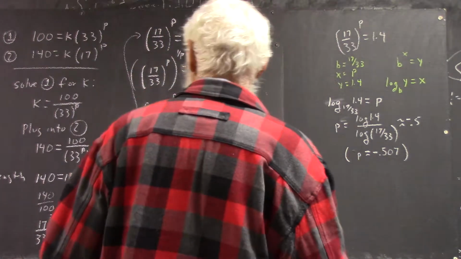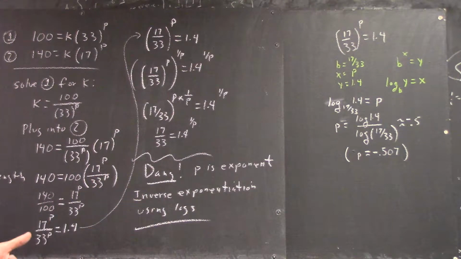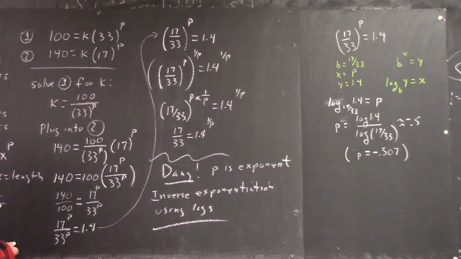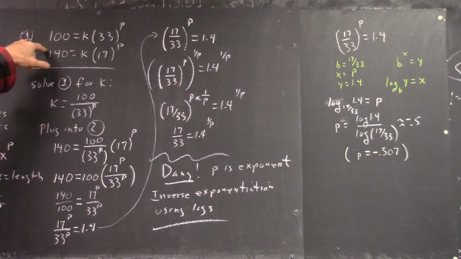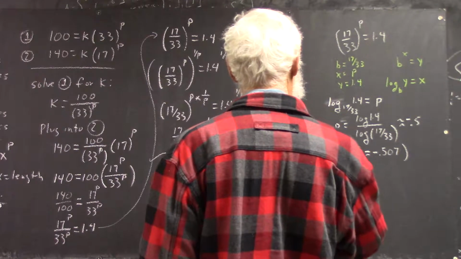So what's our model? Well, we don't have our model yet, but we did find P, right? Remember, we're solving these two equations simultaneously. So what do we have to do to complete the solution? That's the end of 1 or 2.